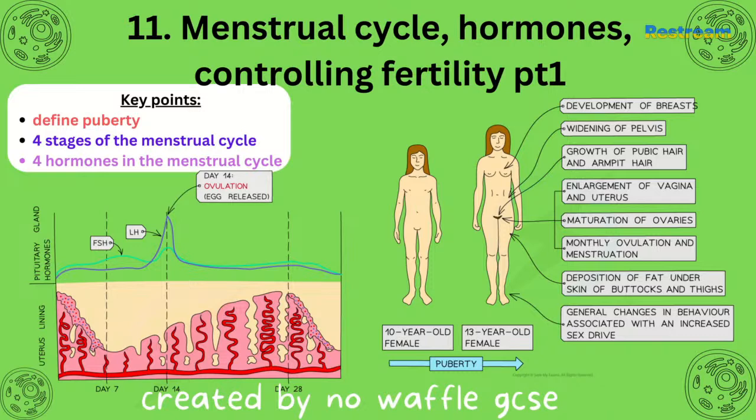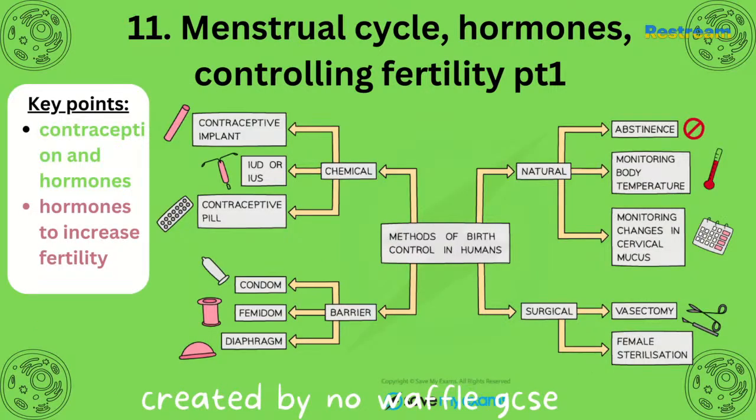Now moving on to the second half of this topic, which is all about contraception, hormones, and hormones to increase fertility. So, contraception can involve things without hormones and things with hormones. So, how can hormones be used to reduce fertility?